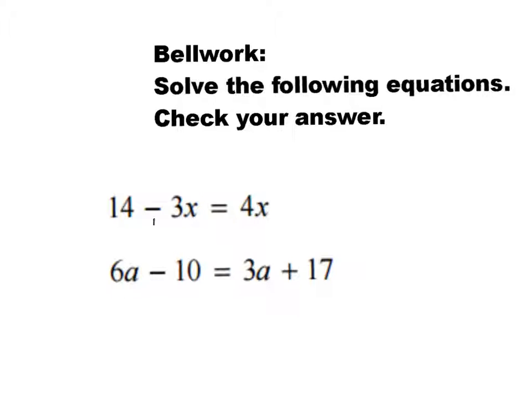So I'm going to add 3x and add 3x. So when I do that, I get 14 equals 7x. Then I'm going to divide by 7 and divide by 7. So x equals 2.